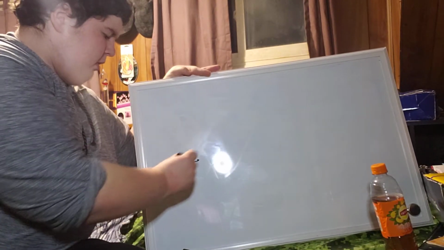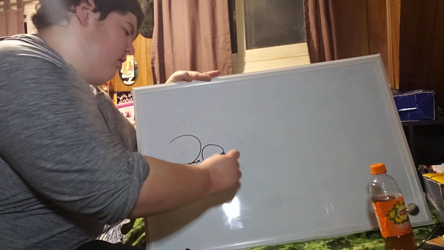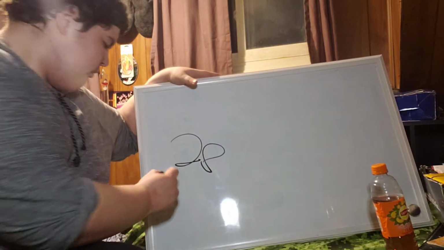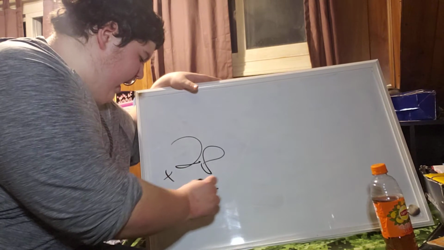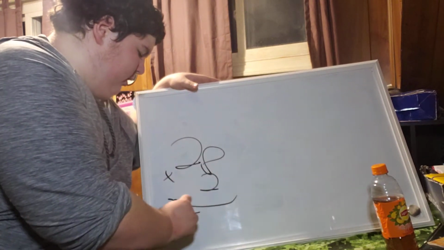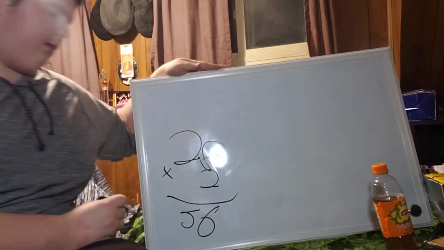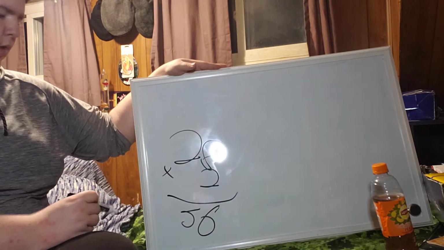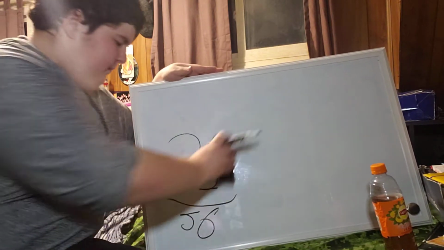You then say, okay, 28 plus 28, or times 2. The 2 doesn't really matter. You're still adding it by itself, and you'd get 56. Okay? So that's one way you could do it.